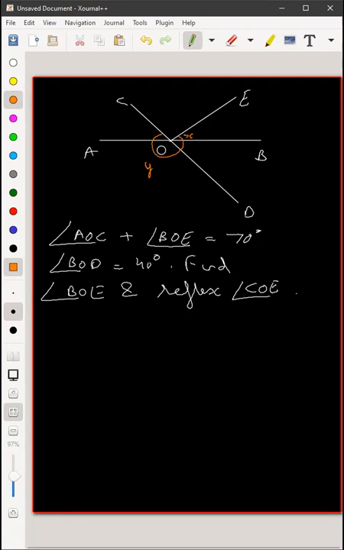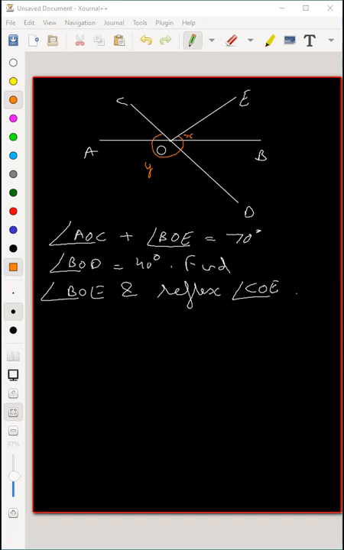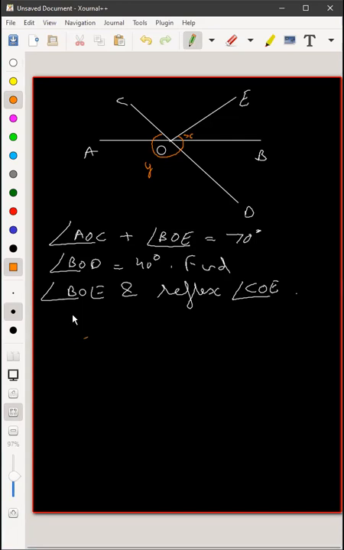Sharon, BOE is incorrect. Ananya, the reflex of COE is incorrect. Arpita, that's correct. Your third reflex is wrong. Check your calculation. Yatha, that's correct now. Ananya, let's solve this.